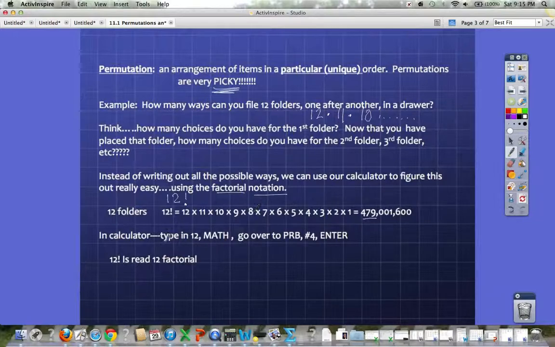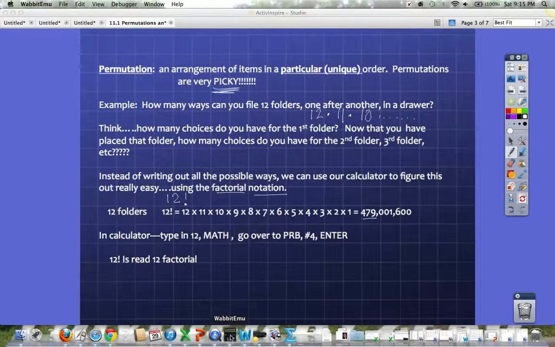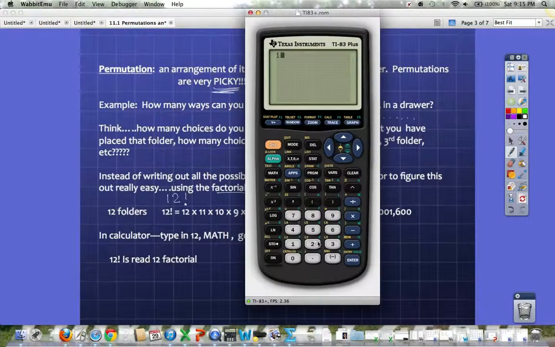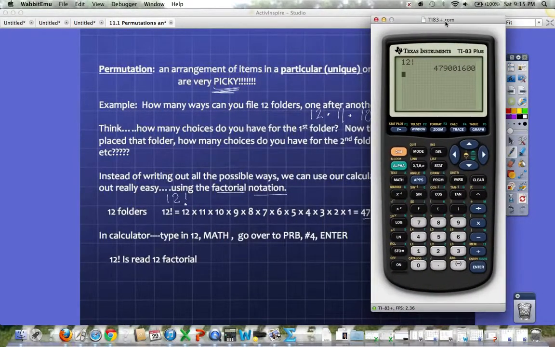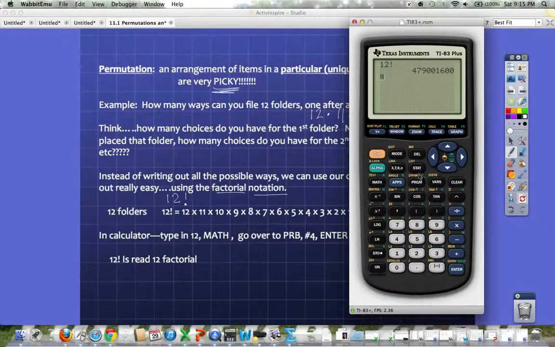All right, so in the calculator, you're going to type 12. Let me do that with you right now. Pull mine up. You're going to type in 12, and then you're going to type math, and you're going to scroll over here to the PRB thing, okay? Not that far. PRB. And you want number 4, which is the factorial thing, or the exclamation button. You hit 4, and hit enter. And there's your number. Okay, so it'll do it for you. Nice little handy feature that you guys are allowed to use is this calculator.